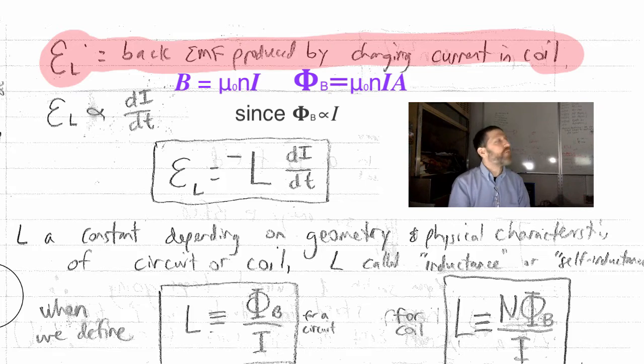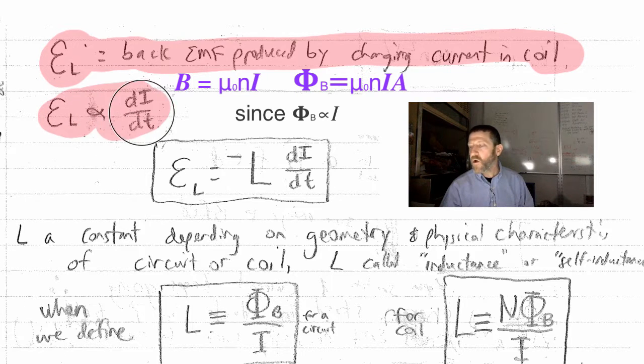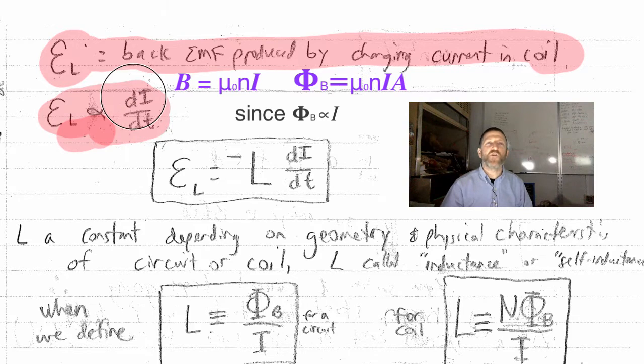So it makes perfect sense that the back EMF is proportional to, instead of d phi B dt, the rate of change of magnetic flux, the rate of change of current, which happens to be a lot easier to measure than the rate of change of magnetic flux. So this is great for us.